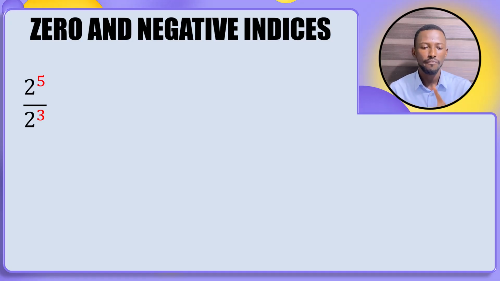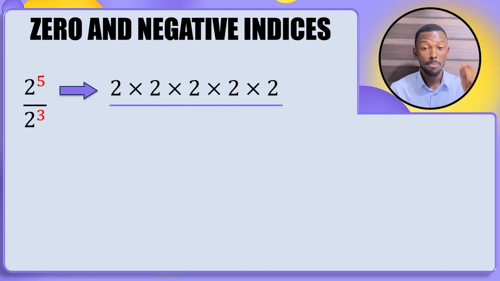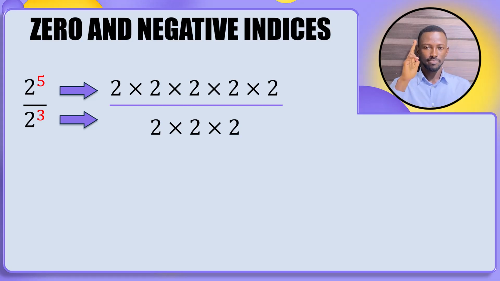So 2 to the power 5 divided by 2 to the power 3. In our previous lesson, we said 2 to the power 5 is the same as 2 multiplied by itself 5 times. Divided by 2 to the power 3 means 2 multiplied by itself 3 times. But what do we do? Since they are dividing, the numbers cancel out. The 2 at the top cancels out. The next 2 cancels out. The next one cancels out.